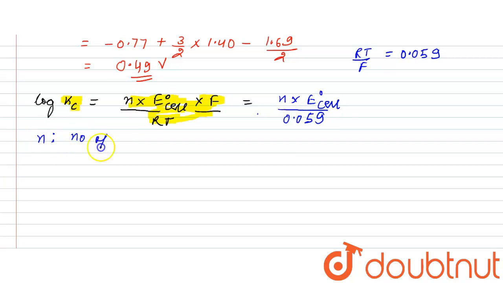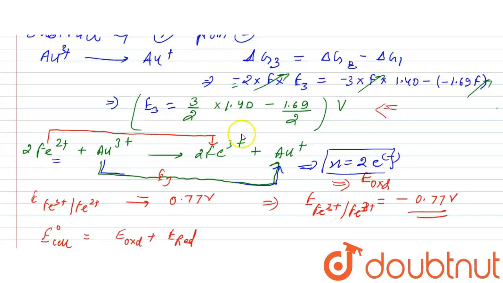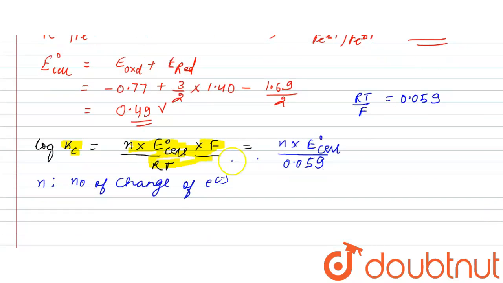n is the number of electrons exchanged. So let's see the number of electrons exchanged. In this equation you can easily see that the change of electrons from Au3 plus to Au plus is 2. Yes, the change is 2 electrons from Au3 plus to Au plus, and from Fe2 plus to Fe3 plus, for 1 mole the change was 1. So for 2 moles the change is 2 electrons, right? So the change is of 2 electrons in this case, so you will write the value of n equals 2.